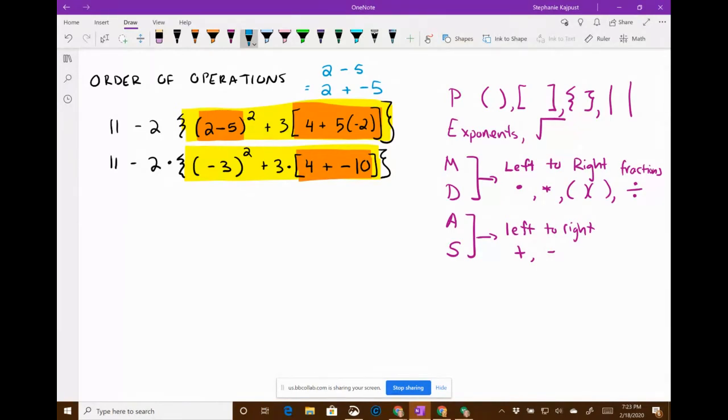Okay, well then my next question would be, I thought if we're working all the parentheses first, wouldn't you change that in the second orange highlighted on the top line, the 4 plus 5 times negative 2? Wouldn't you change that negative 2 to a positive first?